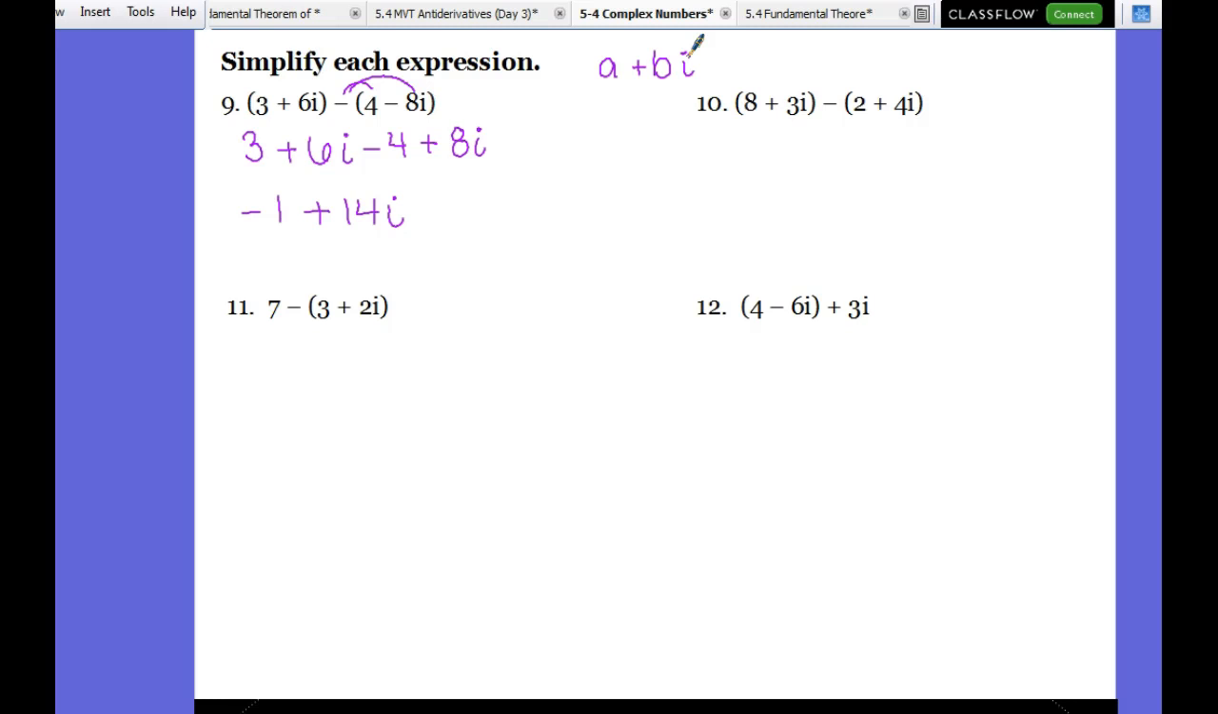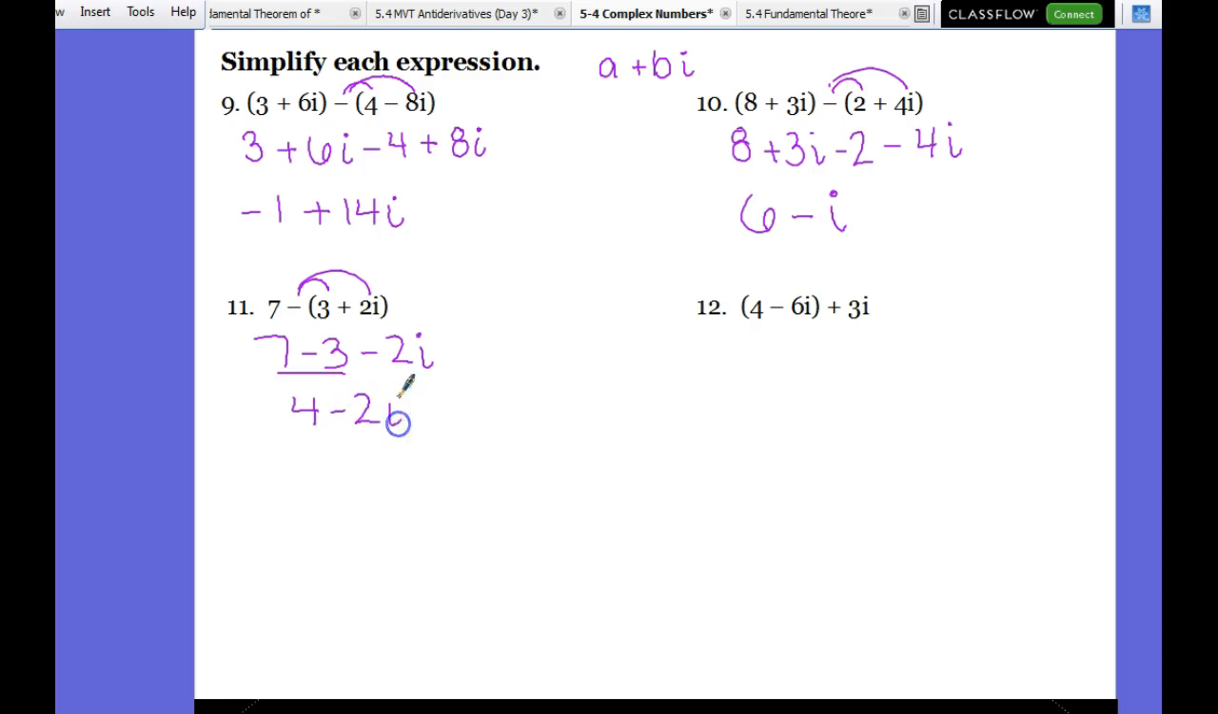Number 10, distribute your negative. Group your like terms. So 8 minus 2 is 6, 3 minus 4 would be negative 1i. 11, distribute your negative. Combine like terms. You get 4 minus 2i.